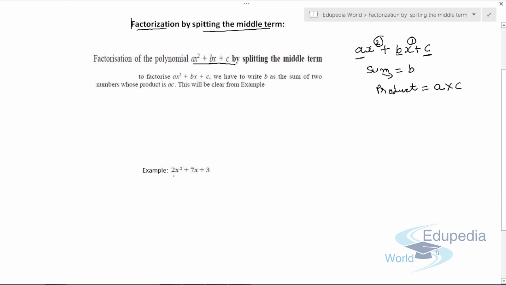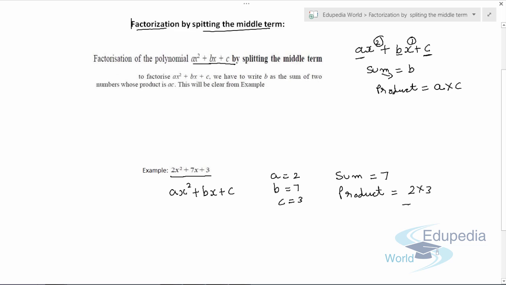Now here we have an example, 2x square plus 7x plus 3. Using splitting the middle term, first we have to compare with the general equation, which is ax square plus bx plus c. So here we have a equals 2, b equals 7, c equals 3. Again we have to write sum and product. So what is the sum? Sum is 7, and what is the product? Product is a into c, which is 2 into 3.